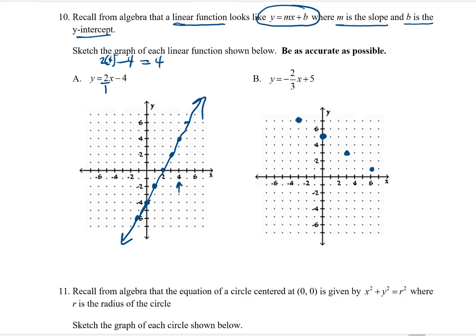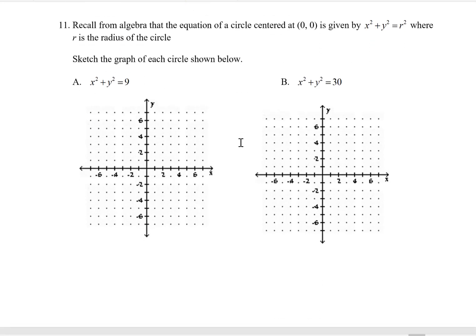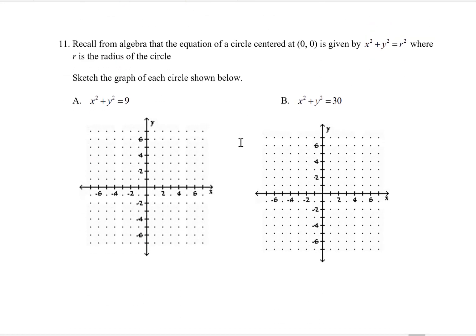You can see no matter which way I go, I end up with a bunch of dots that form a straight line. This is a linear function. Connect the dots and we've got it. And so there is our graph. And then let's review graphing circles here in number 11.